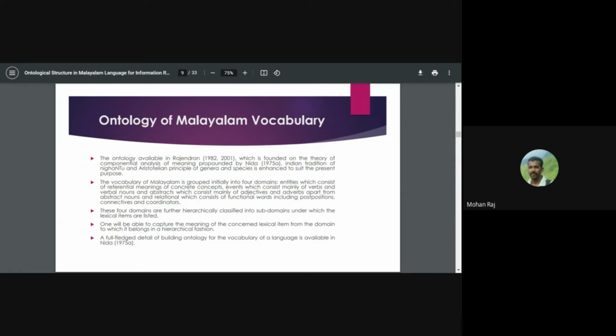These four domains are further hierarchically classified into subdomains under which the lexical items are listed. One will be able to capture the meaning of the concerned lexical item from the domain to which it belongs in a hierarchical fashion. A full-fledged detail of building ontology for the vocabulary of a language is available in Nida.